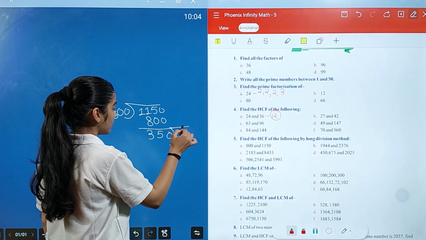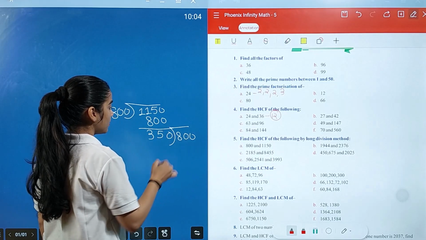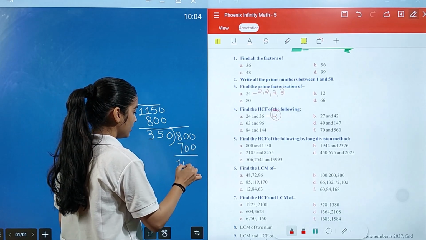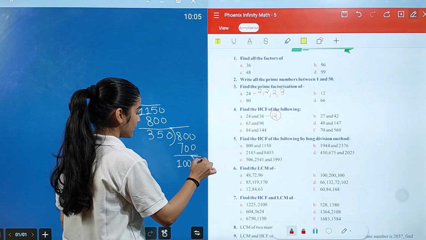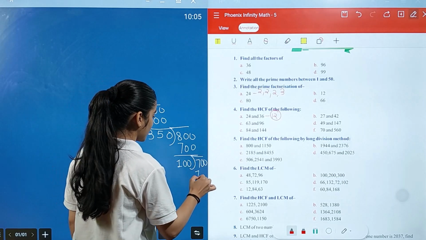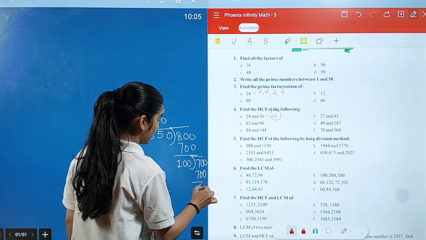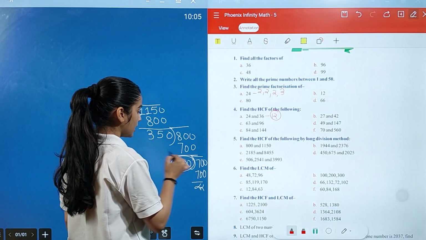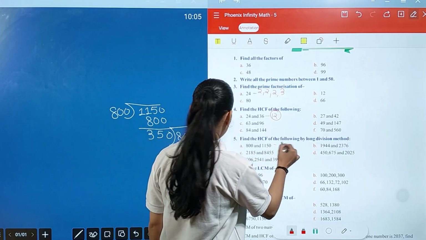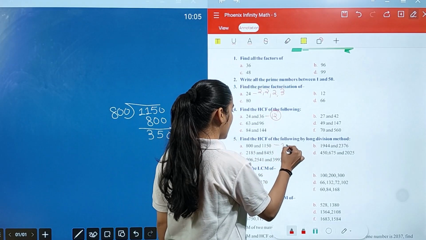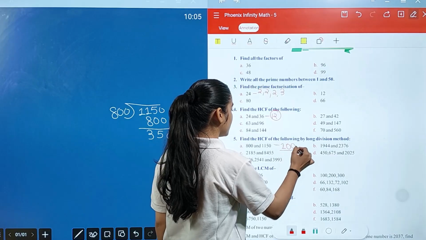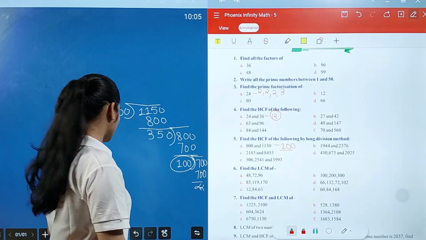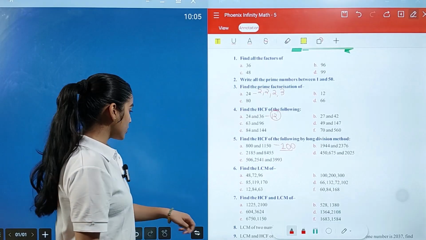Now we have to divide 800 by 350. So we have 700. We get 100. Now we have to divide 700 by 100. So we get 700 and at the moment we have a remainder 0. So what we have to say, 100 is the HCF of 800 and 1150. So the same procedure you have to repeat for the rest of the parts you have in question number 5. Now move forward to our question number 6.